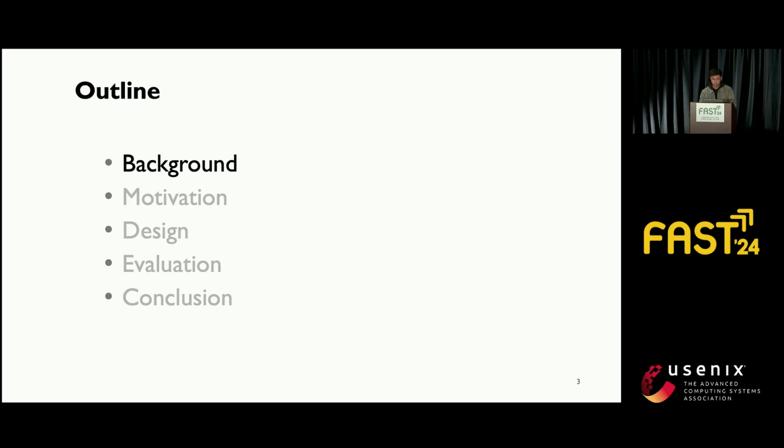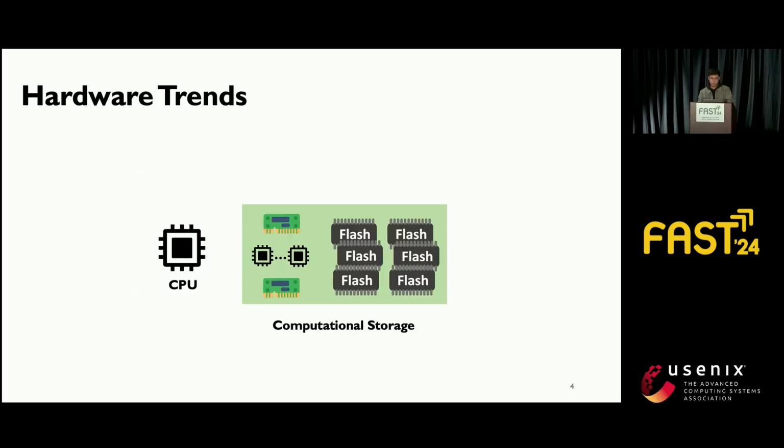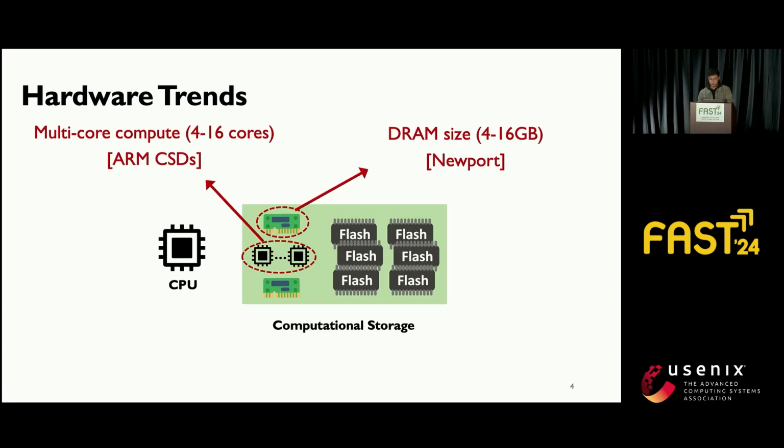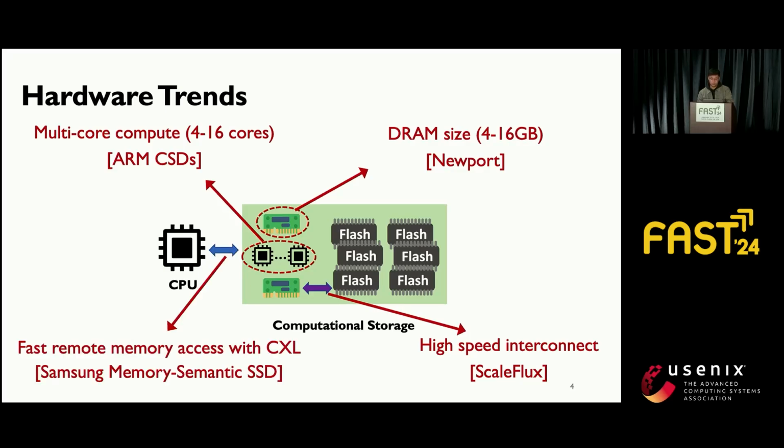First, let me introduce the background. This is the latest hardware architecture of computational storage. First, modern storage devices are becoming more and more powerful, with 4 to 16 cores and considerable DRAM size. Second, computational storage can integrate the processor, DRAM, and flash together to eliminate off-chip communication cost, which can provide high-speed interconnect. Finally, CXL enables low-latency memory access for retrieving data from remote memory across the devices.